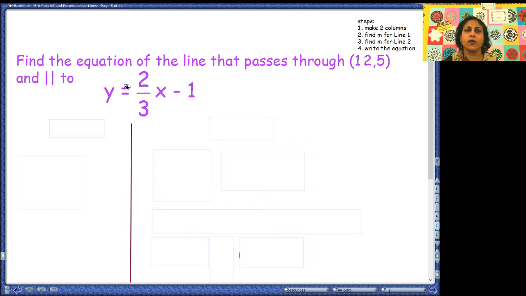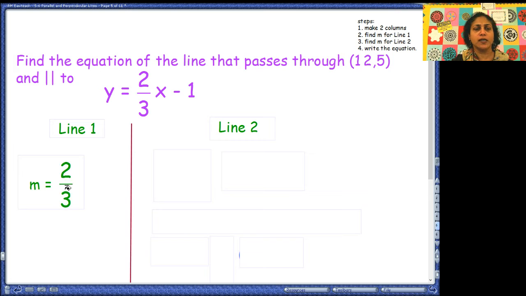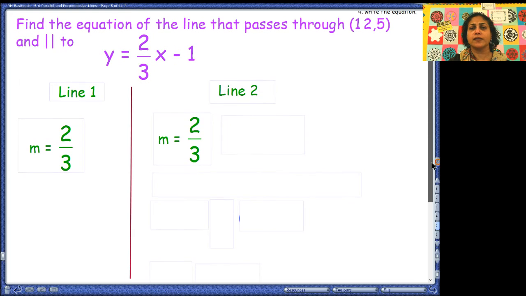This line is already in slope-intercept form. So it's very easy for you to figure out the slopes. You're going to make 2 columns, line 1 and line 2. And on the left, you're going to say, well, the slope of this line is 2/3. The slope of the second line, because it is parallel, is also 2/3. And it passes through (12, 5).